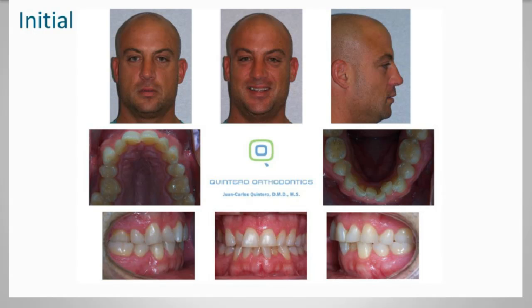We ended up having a 2-stage surgery procedure. He had SARPE, surgically assisted rapid palatal expansion, followed by orthognathic surgery. Won't get caught up too much in those details. I just want to show you the airway that Dominic presents with.